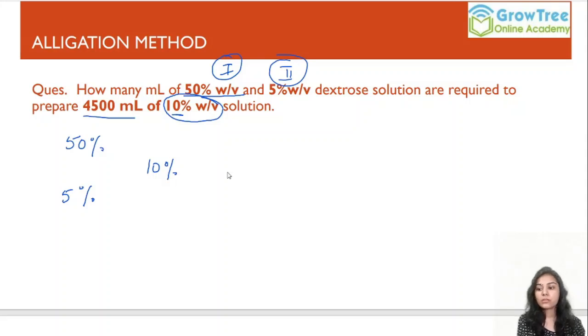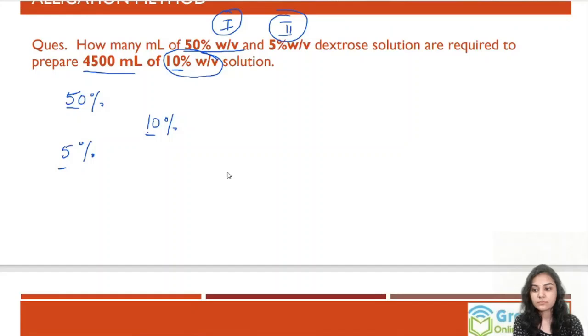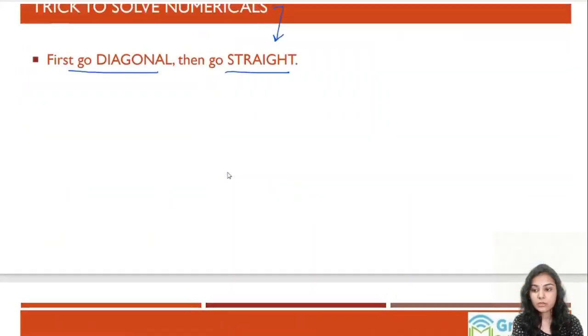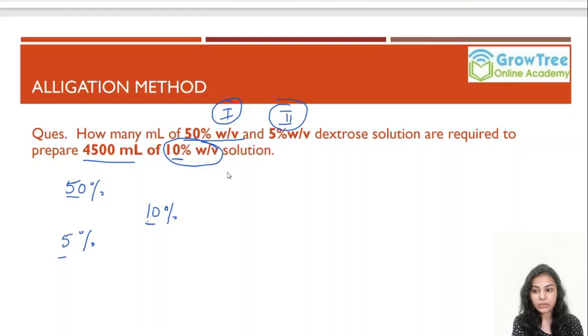So what would be the initial steps? First of all, we are going to write the solution with the higher concentration on the top, that is 50%, and the lower concentration solution at the bottom, and the desired concentration which we have to make, we will write in the middle section. So according to the trick, we will first go diagonal.